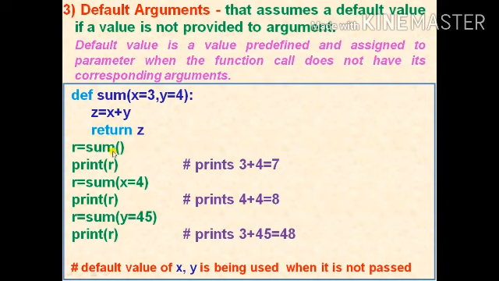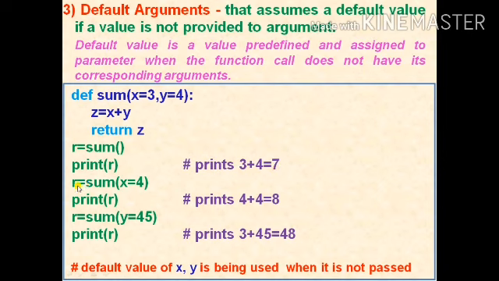Now when we execute it like this, r is equal to sum, here no parameter has been given, no arguments have been supplied. Then in this statement, whatever default values of x and y were set in the definition of the function will be taken, and the value will be automatically displayed on the screen. It means it will print 3 plus 4, 7.